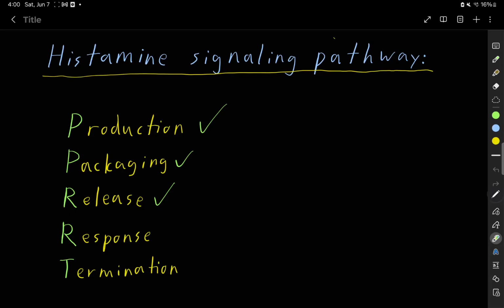This is the second part of our two-part video series on the histamine signaling pathway. In the first video, we looked at the production, packaging, and release steps of histamine. And today we're going to look at the response and termination steps. So we're going to look at how histamine binds onto different receptors to produce various responses, and then how these responses eventually get terminated. Let's go.